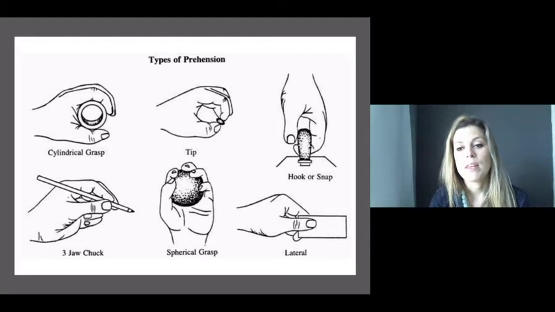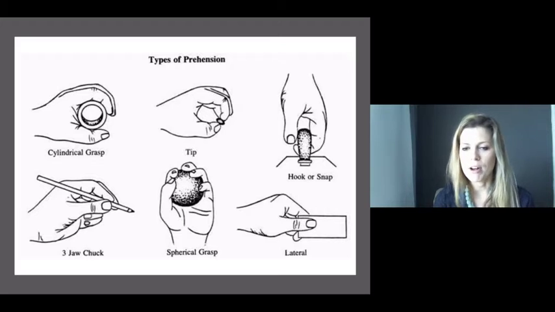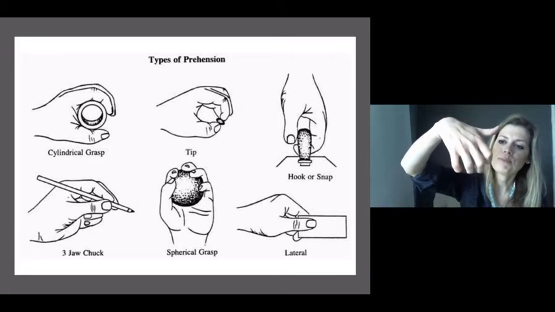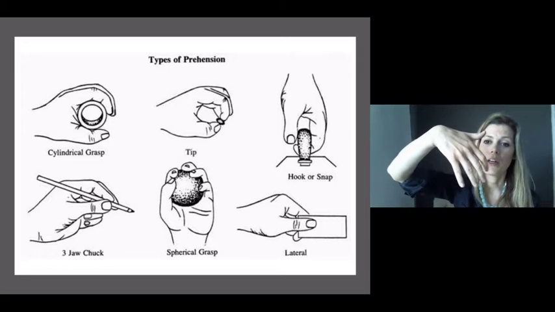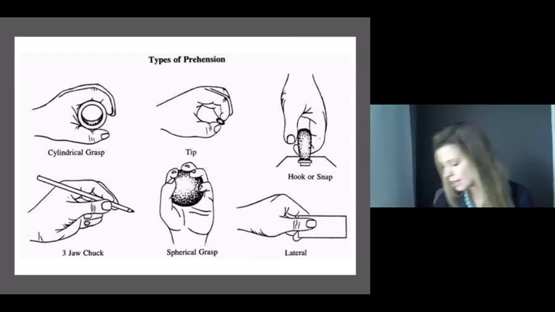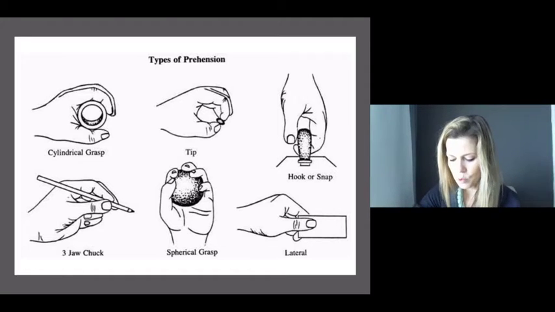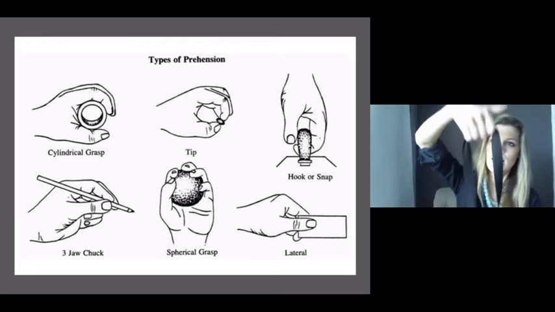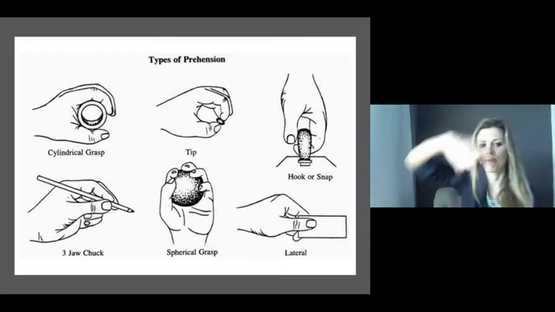You have the hook grasp. And it says snap there also, but usually it's referred to as a hook grasp. And this is where the MCPs are in a little bit more extension, but the IPs are in flexion. So you're really recruiting the FDS and FDP as if you were going to grab your groceries or your purse or some kind of handle. You would use this hook type grasp here.